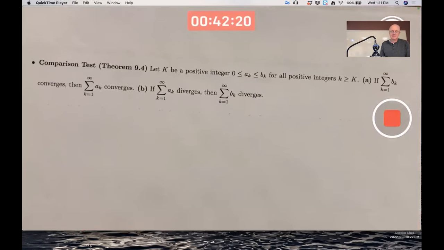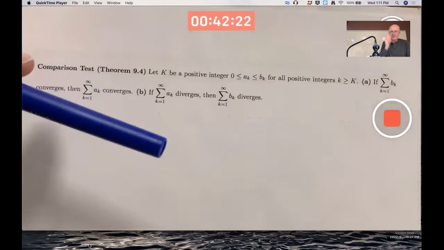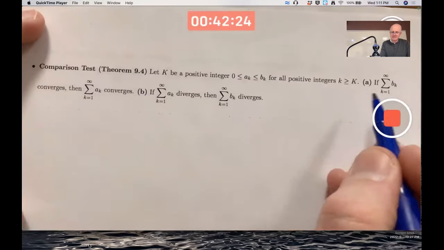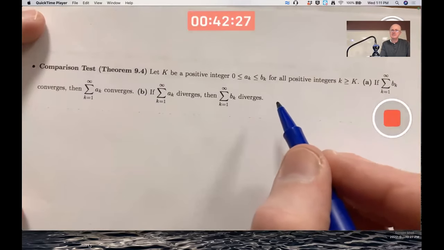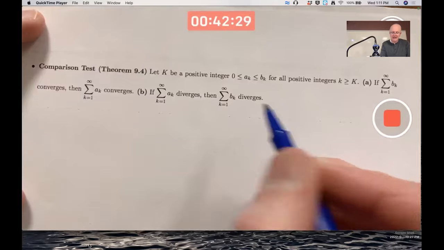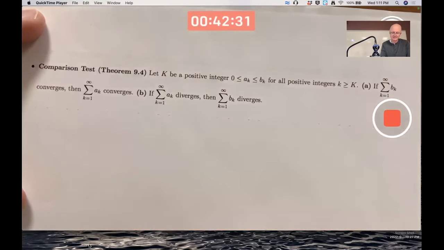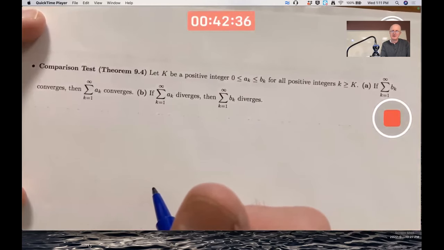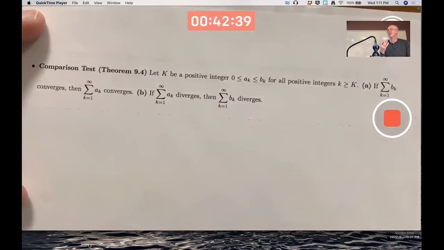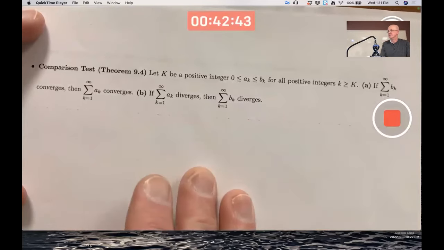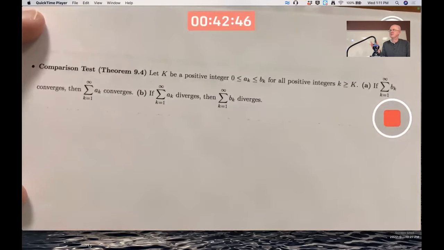Comparison test. We've got a sequence, or series, of non-negative terms, the a_k's or the b_k's, depending on whether you're looking at part A or part B. And you're wanting to know, does it converge or diverge? You really have to have a guess about convergence or divergence to have a chance of using this. And that's why the authors of the textbook emphasize the intuitive idea of guessing the answer ahead of time based on the behavior of the terms.